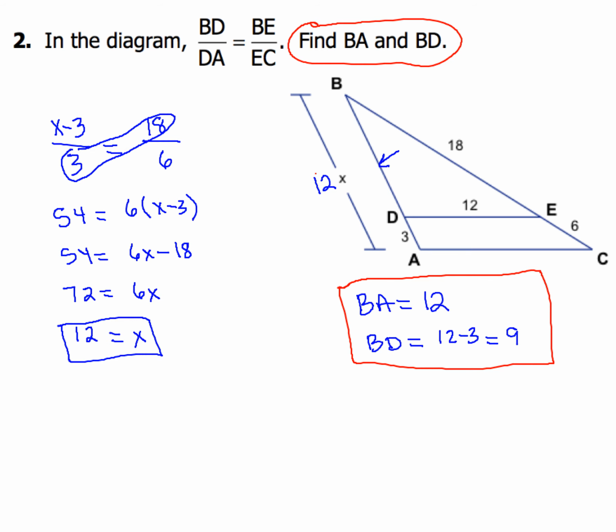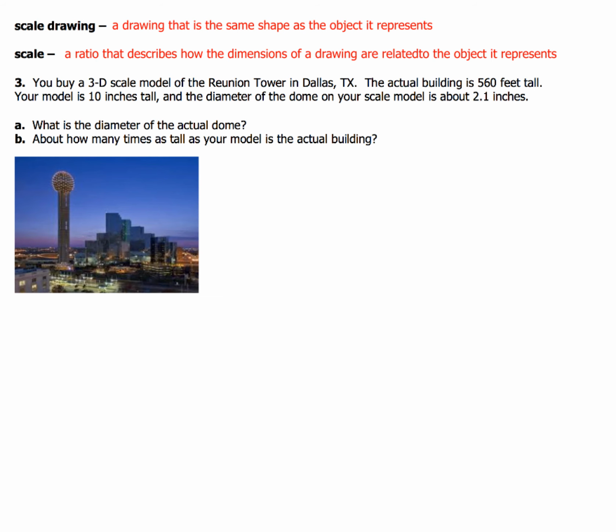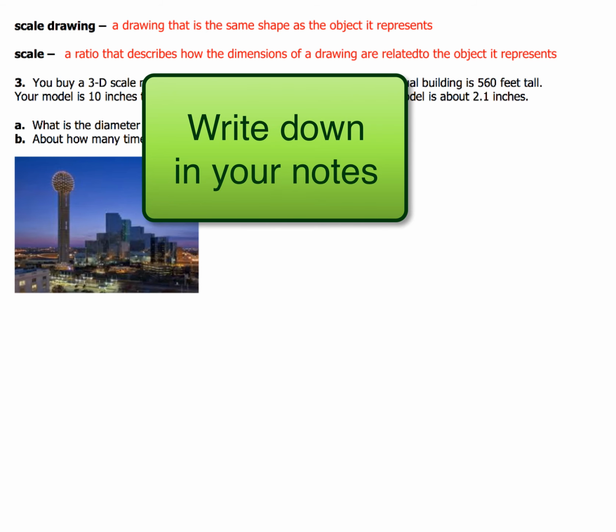Now let's get into some real applications of where you're really going to see proportions in real life. And that's going to be in models, drawings and diagrams that represent real life things, but on paper, you can't represent things so badly. So check it out. We're going to talk about scale drawings. A scale drawing is a drawing that is the same shape as the object it represents. Now we've got another vocabulary word here called scale. And scale is a ratio that describes how the dimensions of a drawing are related to the object that it represents. Well, that kind of makes sense.